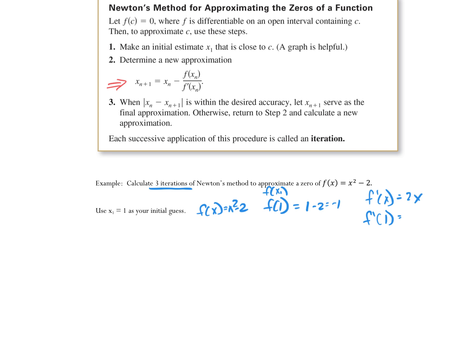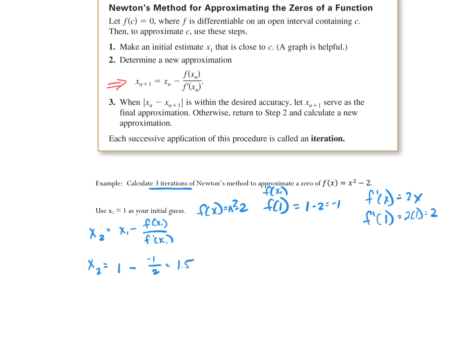Okay, so then f prime of x1, which is f prime of 1, would be 2 times 1, which is 2. Okay, so here's the crux of Newton's method. I'm going to find x2, and x2 is going to equal x1 minus f of x1 over f prime of x1. So it's always doing the same basic structure. So to find that x2, in this case, I would do 1 minus negative 1 over 2 and get 1.5.